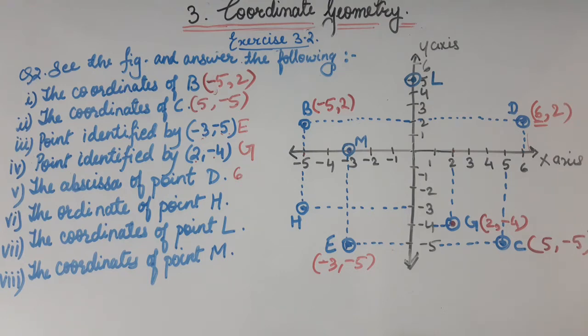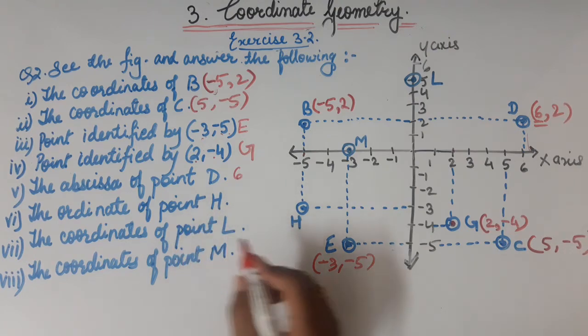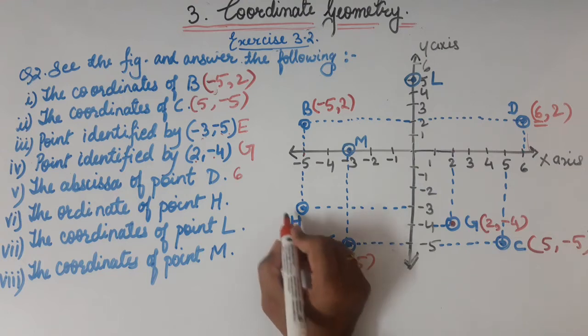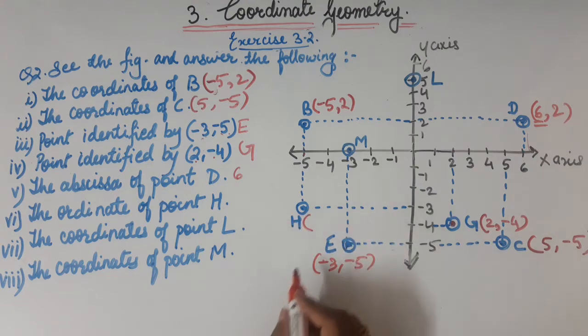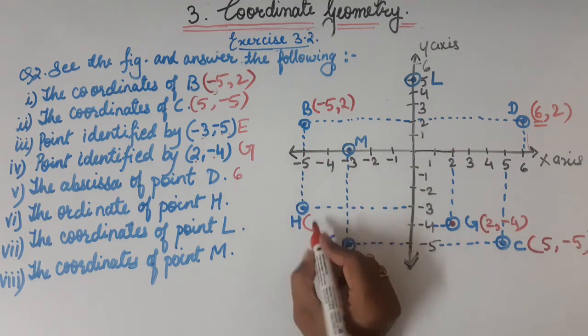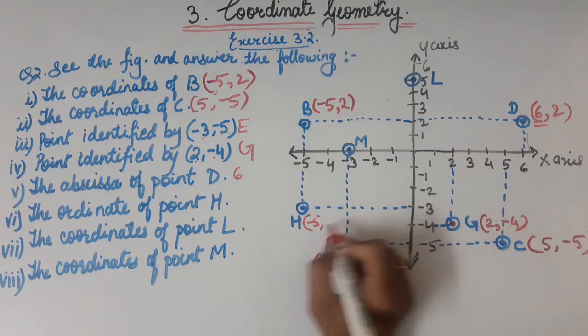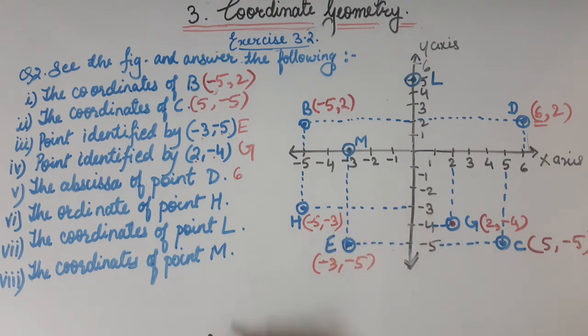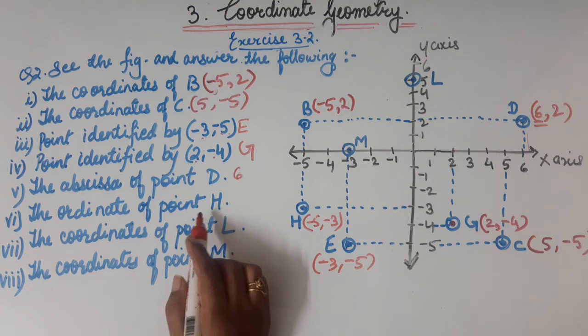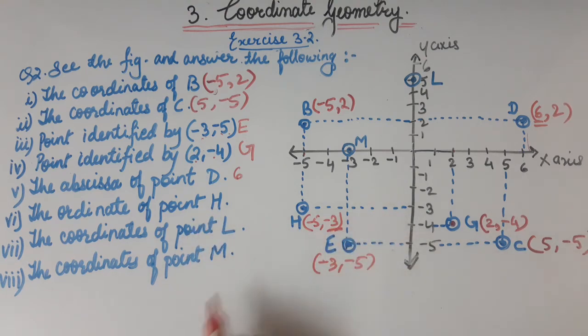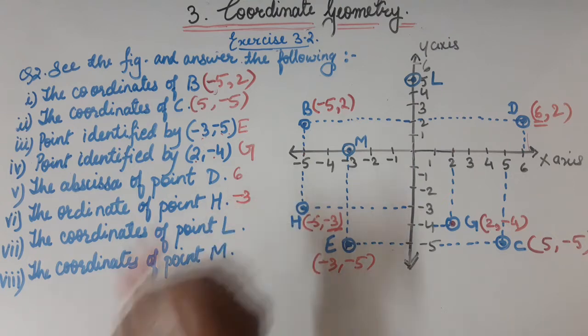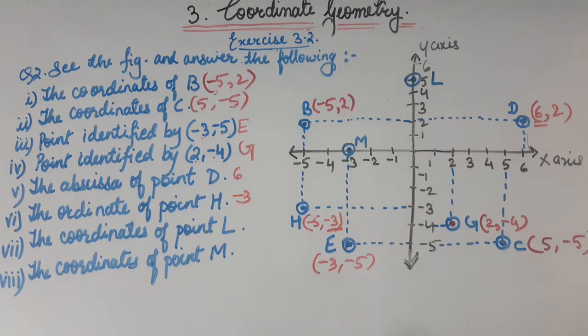Then the sixth question is the ordinate of point H. Ordinate means the y coordinate of point H. So first you find H. Here is your H point. Now find its x, y coordinates. X coordinate is -5 and y coordinate is -3, right? Only the ordinate of point H is asked, which is the y coordinate: -3. So the ordinate of point H is -3. Like that you should write.